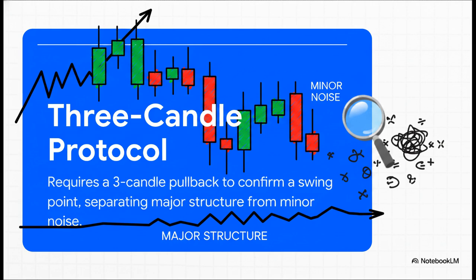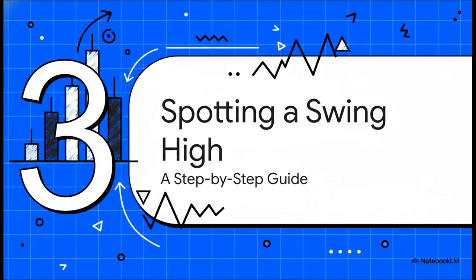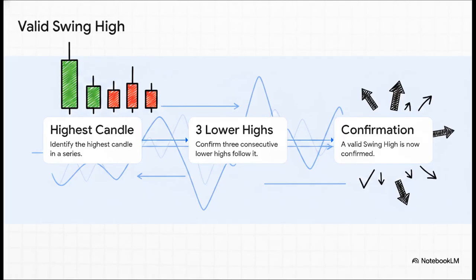The whole point is to draw a really clear line in the sand between the major market structure, the stuff that matters, and all that minor distracting noise. All right, enough theory. Let's actually put this into practice. We're going to start by learning how to spot a valid swing high. That's a significant peak in the market. It's a really simple 3-step process.